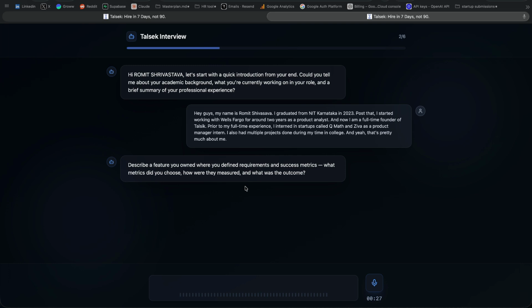Describe a feature you owned where you defined requirements and success metrics. What metric did you choose? How were they measured? And what was the outcome?